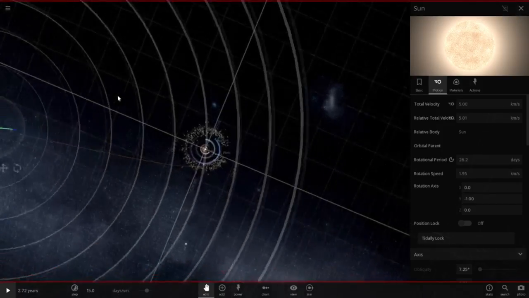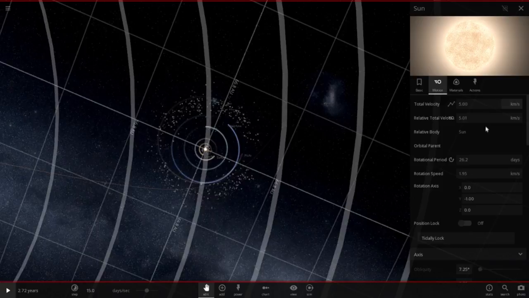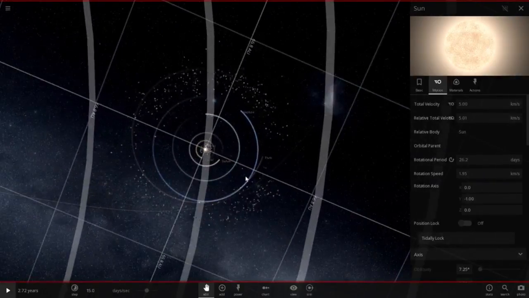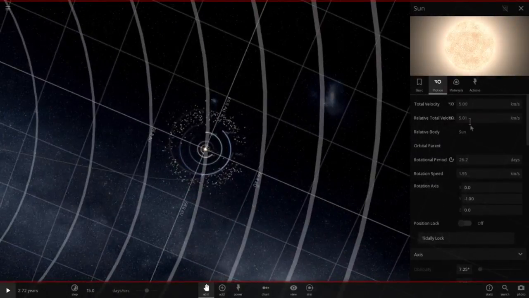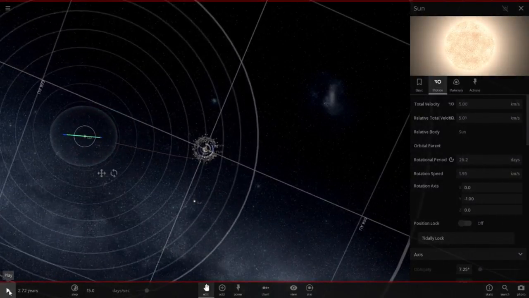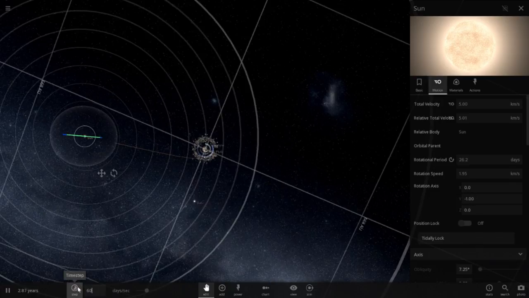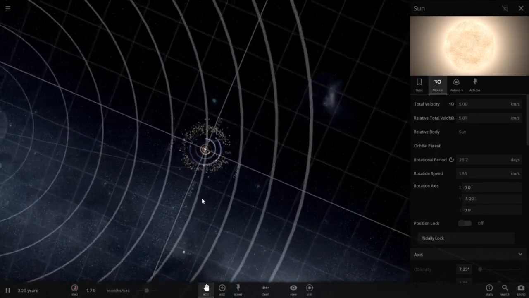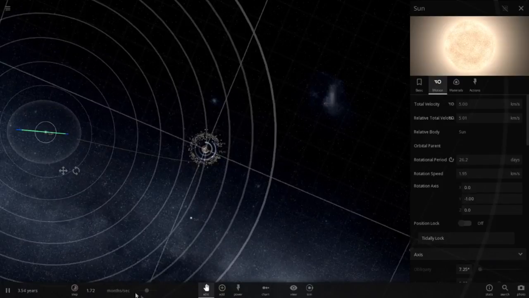Bring it in closer? Well, let's try making it slower first. And then I'll bring it in closer. So I've cut it to half the velocity it had before. Let's start it out. And then I'll bring it in closer next. And we'll go 2 months per second first. Maybe... Well, it's slower now, so about 6 months per second.